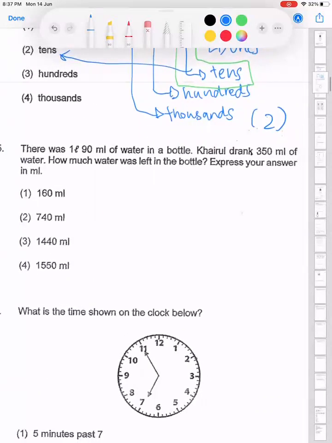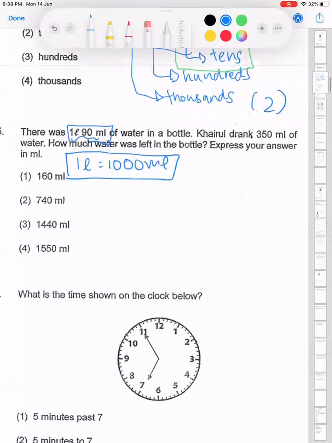Okay. Next question. This is a little bit of conversion. So we know that 1 liter, once you see this, you just write 1 liter equals to 1000 ml. So this is the units, so right there on top. So you won't forget. So since we know that there was 1 liter and 90 ml in a bottle at first, we know that if you convert it to ml, it would be this amount. Okay, so we stop here, right?